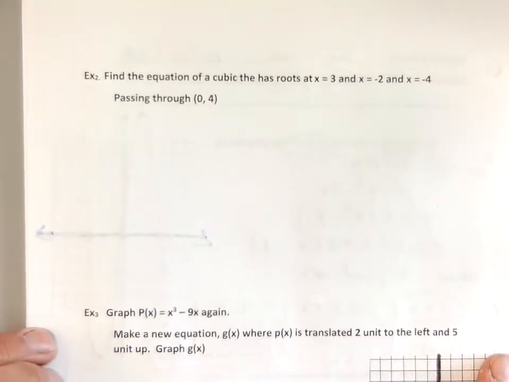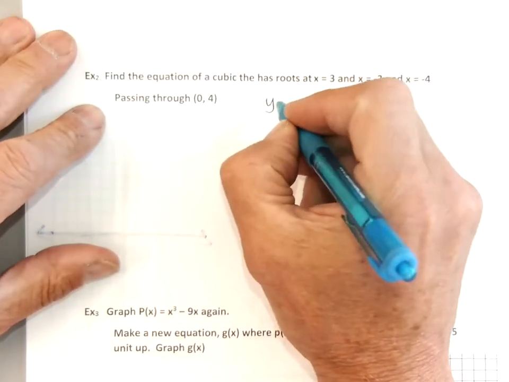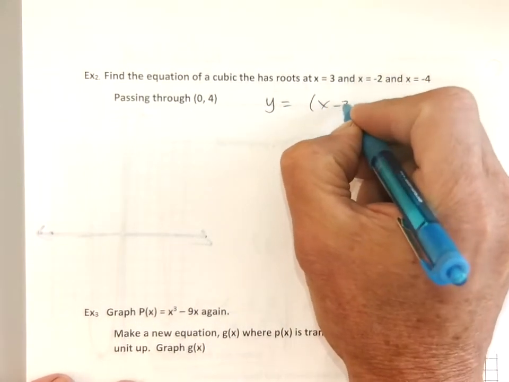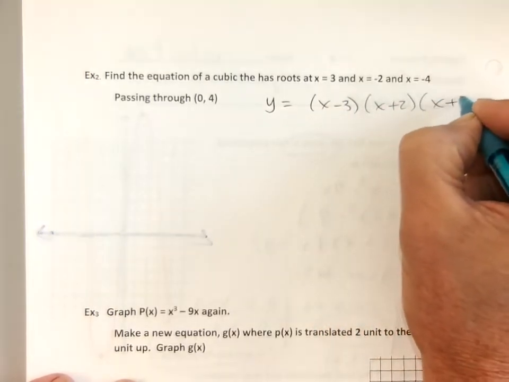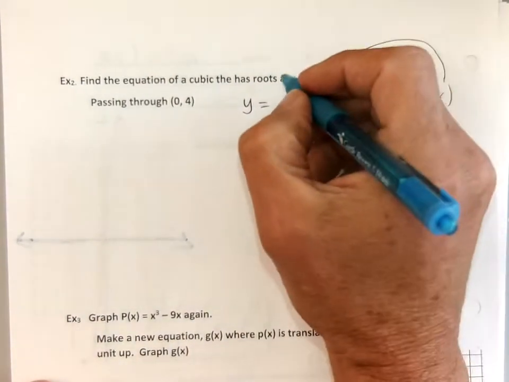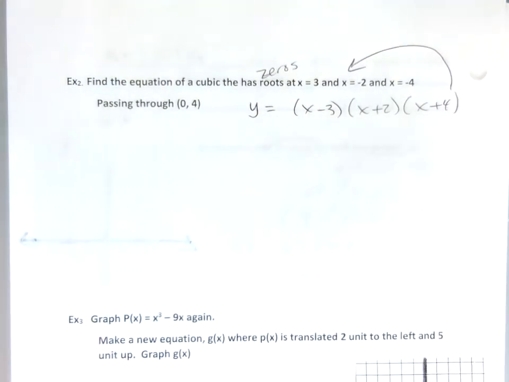Example 2. I've got some equation, y equals, and it has an x minus 3. It's got an x plus 2, and it has an x plus 4, because those are its roots or zeros, same thing, okay? Now, one more time, I have an equation.